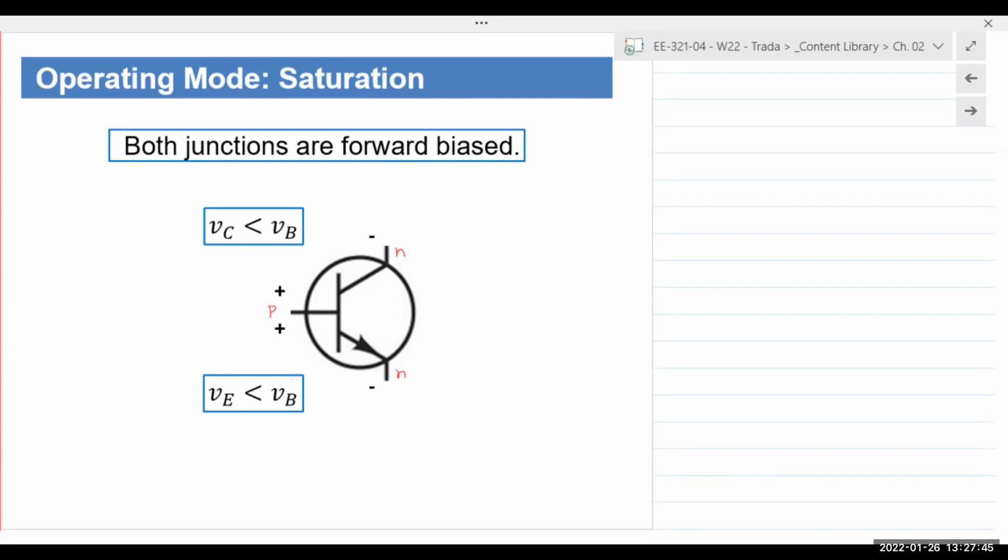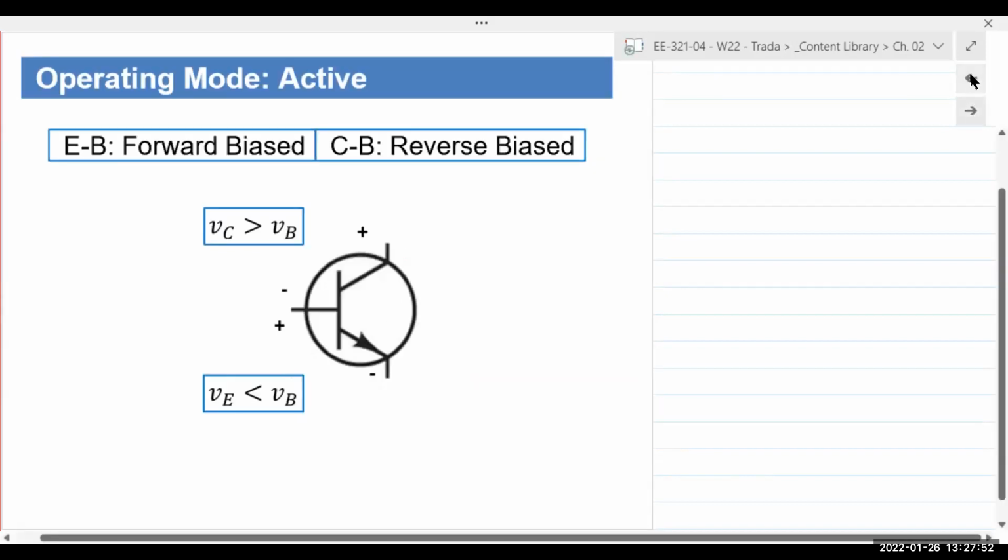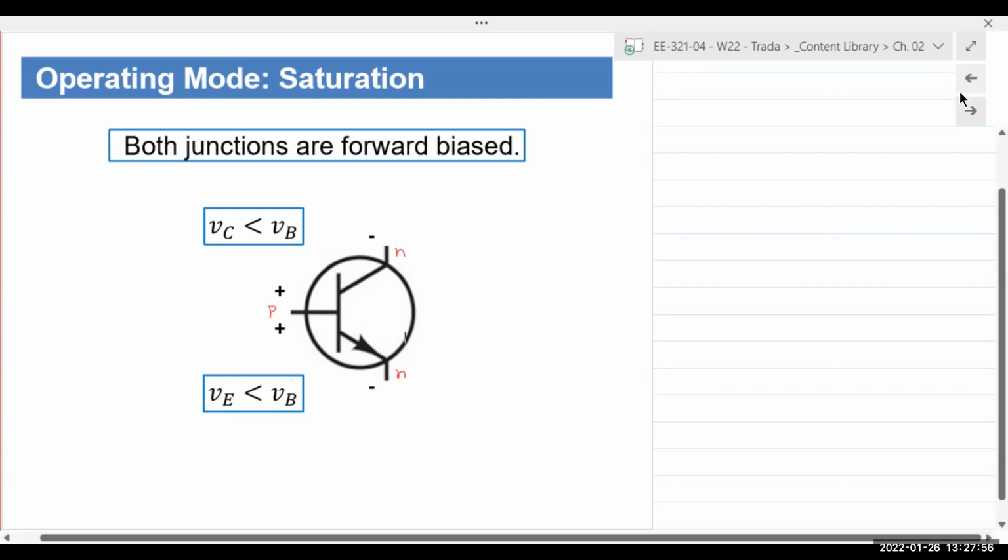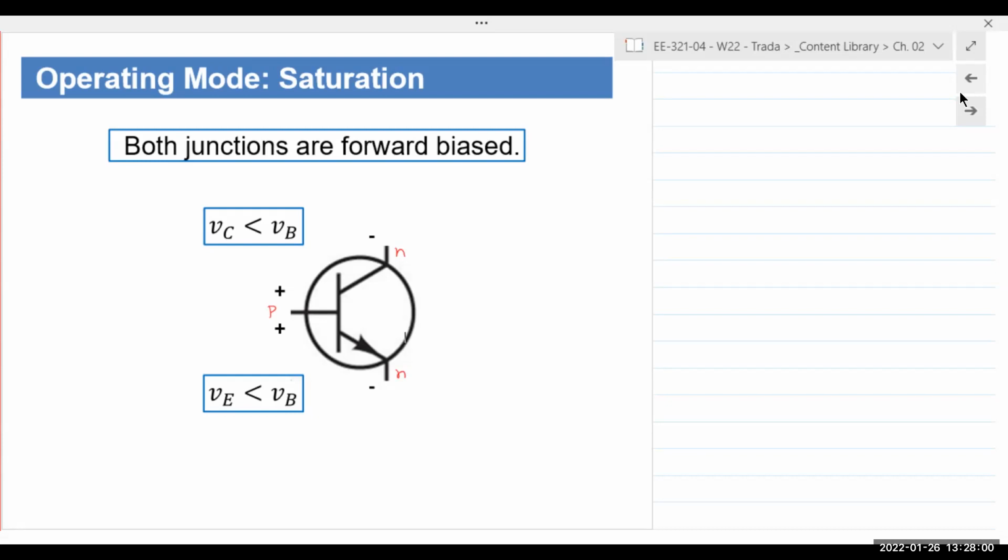And then lastly, our normal mode of operation, or the active mode. Actually, wait, students will write it down. Okay, wait for a few more seconds.